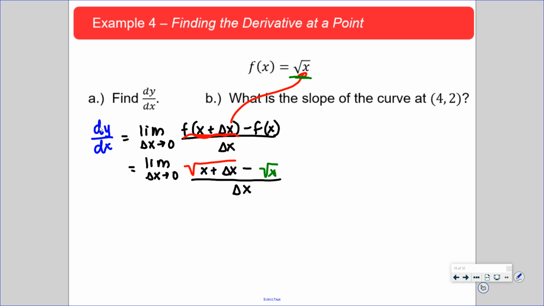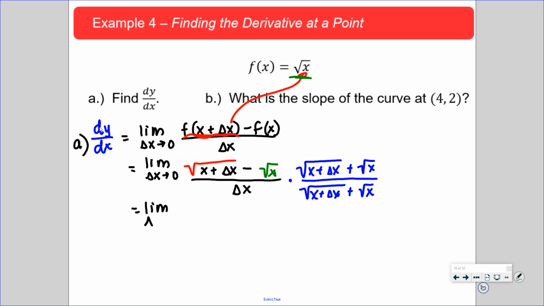So I see this in my numerator, I'm thinking, all right, maybe if I multiply by the conjugate, which would be the same terms, but plus instead of minus. If I multiply the top and the bottom by the conjugate, this might simplify my limit a little bit so I can direct substitute in 0. So this is where chapter 1 comes into play and knowing your limit strategies here. This is just part A.